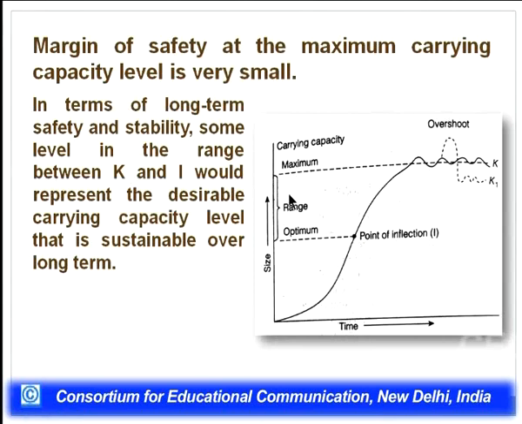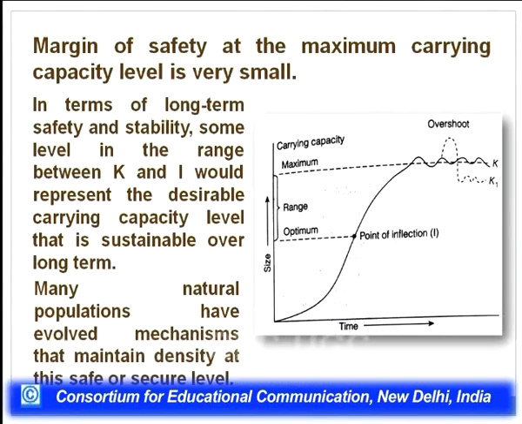So you can see that this is called the range. At this particular range, most of the ecosystems or most of the populations tend to stabilize themselves, which is termed as the desirable carrying capacity level, because that is sustainable over the long term. So we will talk about the concept of sustainability, which we can now understand is very much related to the concept of carrying capacity, which we have been talking about. So that way, many natural populations have evolved mechanisms that maintain density at this safe or secure level.